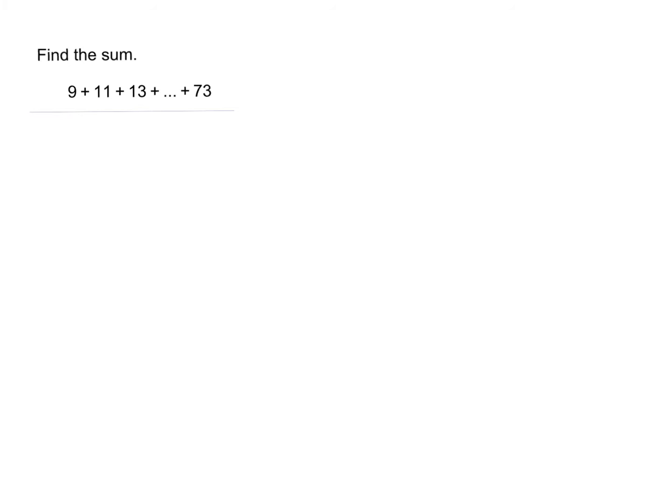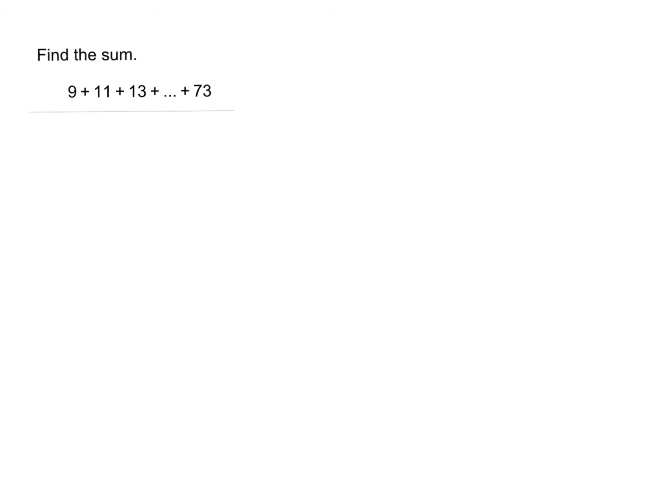Here we're going to find the sum of the following set of numbers. We have 9 plus 11 plus 13 plus an unknown quantity of numbers up to 73. What I want you to notice about this sum is that the numbers we're adding together all have a common difference. 9 plus 2 is 11, and 11 plus 2 is 13. And the dot, dot, dot means we can assume that it continues in the same manner for the rest of the terms.